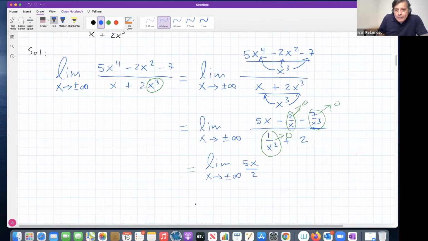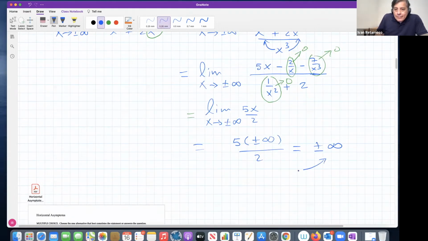Imagine you plug in plus or minus infinity, a very negative number or a very positive number. This number 5 multiplying plus or minus infinity is the same as plus or minus infinity. 2 into plus or minus infinity is the same. So this is plus or minus infinity. Now, this is not a real number. So the conclusion is no horizontal asymptote.